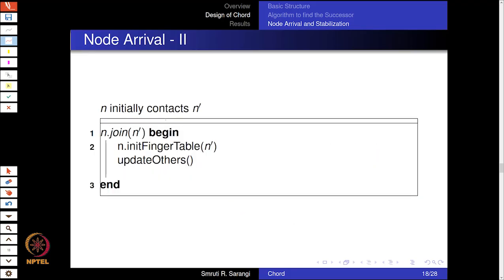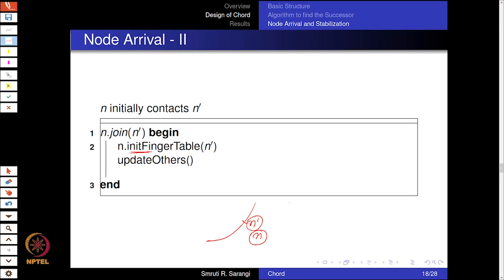So how does a node arrive? Let's say that this is the node n and it wants to join the ring. Initially it will contact one of the nodes that is already a part of the ring, let's say node n dash, which we know already is a part of the ring. Then it will ask n dash to initialize its finger table.